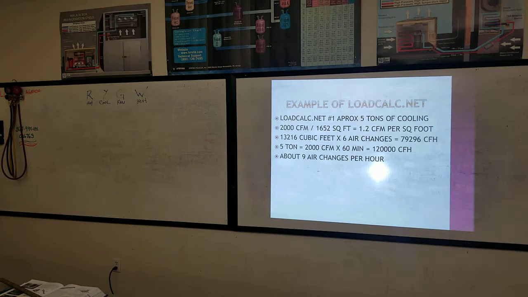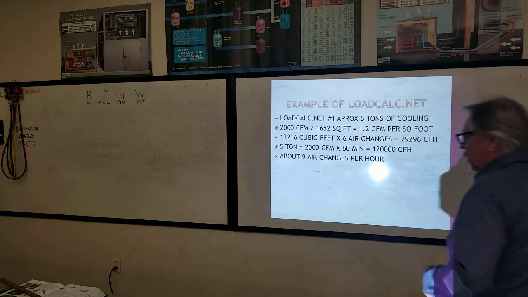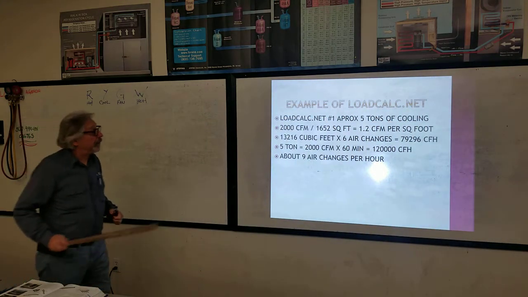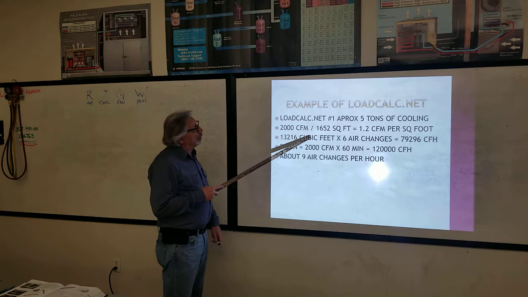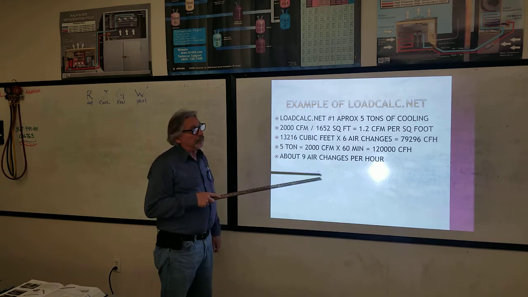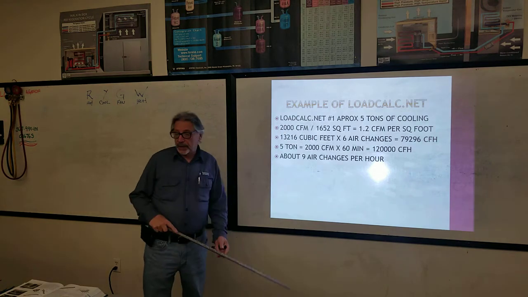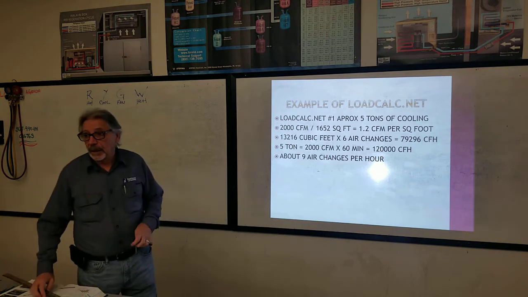Okay, so we did load calc one, we ended up with what size unit? 5. Okay, 2000 CFM is a 5-ton unit, right? You got that? Okay.